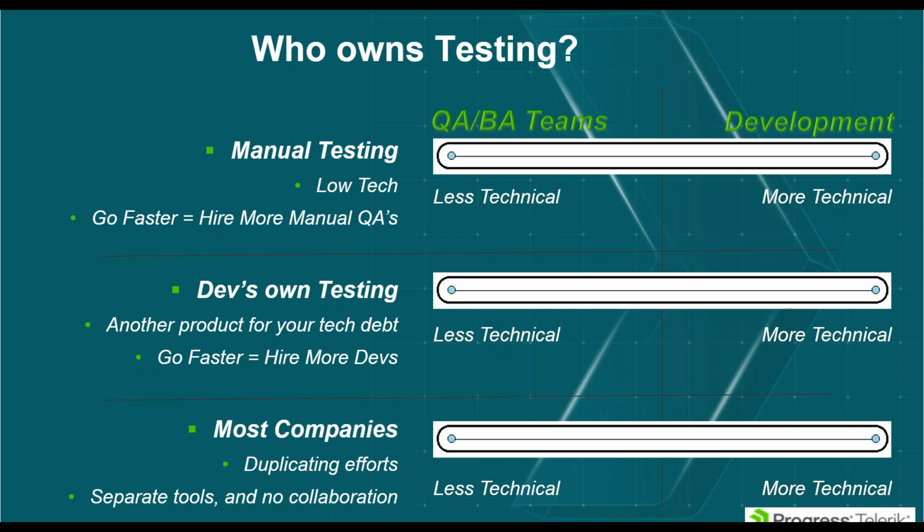We also wanted to talk about who owns testing within your organization. We have some interactive slides here with the pins that you can see on your screen. First of all, a lot of companies still practice manual testing. It doesn't require that much of a technical skill set to start doing it. It's really easy to start doing manual testing, but the thing is that it's very difficult to scale.